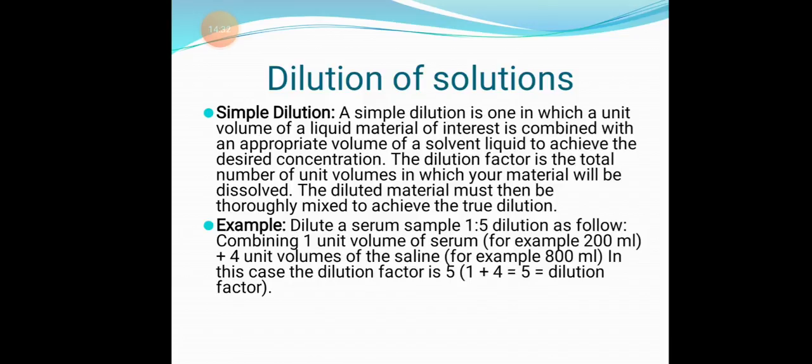Example: dilute a serum sample 1:5 as follows. Combine 1 unit volume of serum, for example 200 ml, plus 4 unit volumes of saline, for example 800 ml. In this case, the dilution factor is 5, that is 1 plus 4 is equal to 5.